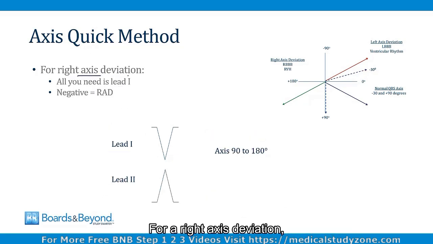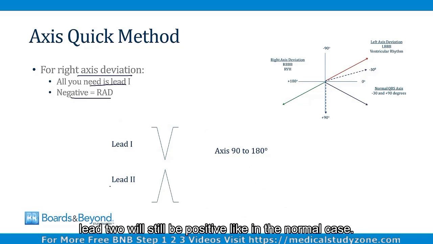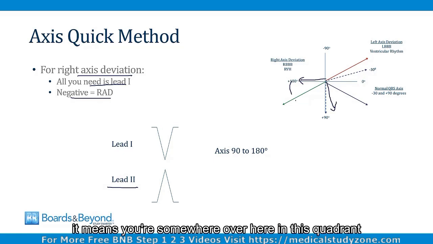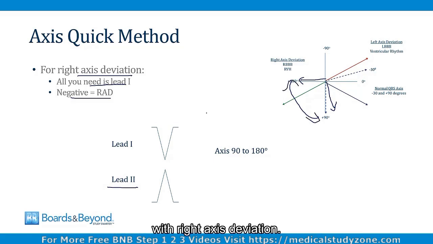For a right axis deviation, all you need to look at is lead 1. If lead 1 is negative, you have a right axis deviation. Lead 2 will still be positive like in the normal case. Remember that lead 2 pushes the vector downward like this, and if lead 1 is negative, it means you're somewhere over here in this quadrant with right axis deviation.